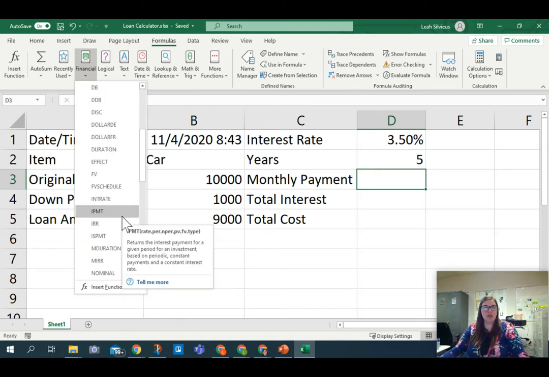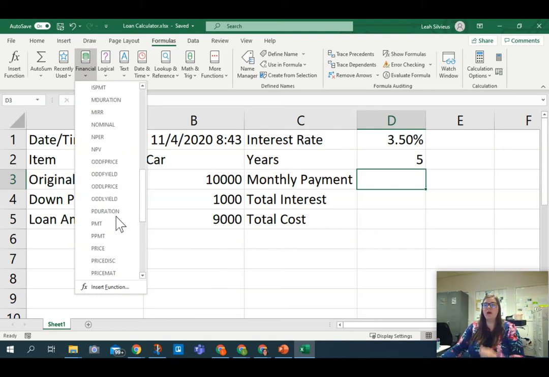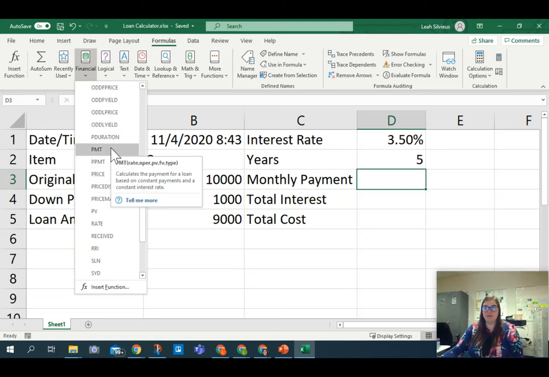One of the ways that Excel names all of their equations and functions is by abbreviating things. So payment is usually abbreviated to PMT, and amount is usually abbreviated to AMT. It's kind of just like a business thing. And so IPMT is an interest payment. If I hover over that, it says interest payment. So I'm looking to make a monthly payment, right? Or calculate a payment of some sort. And there is actually a PMT function.